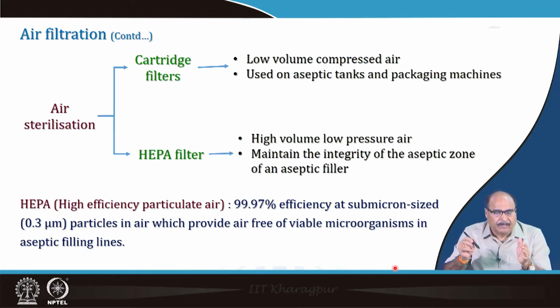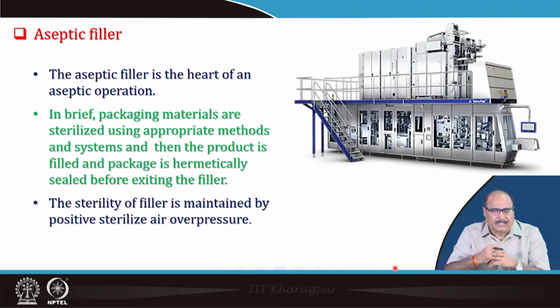Then for air filtration, cartridge filters for air sterilization or HEPA filters can be used. A HEPA filter generally gives 99.96% efficiency at submicron size, like 0.3 micron particles, etc., at which they provide air free of viable contamination, okay, in the aseptic filling lines. So, mostly the HEPA filter system is used in the aseptic processing lines.